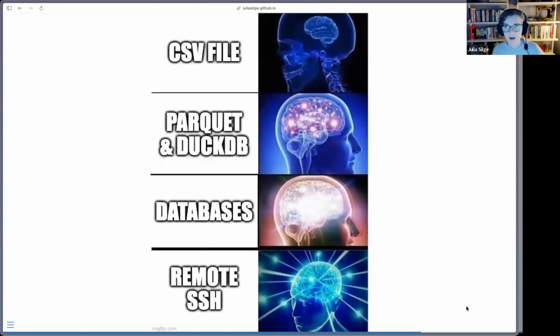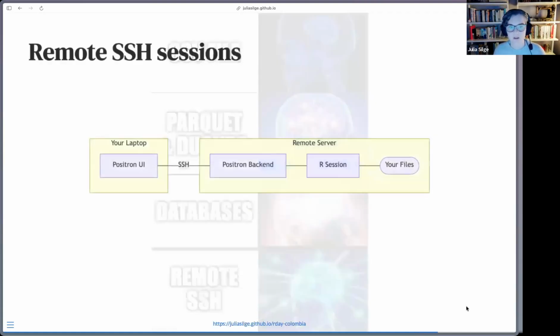All right, so we started talking about a CSV file. Then we talked about Parquet and DuckDB. Then we talked about databases. And now we're going to talk about remote SSH sessions. So this is another way to get beyond your laptop, to work beyond your laptop.